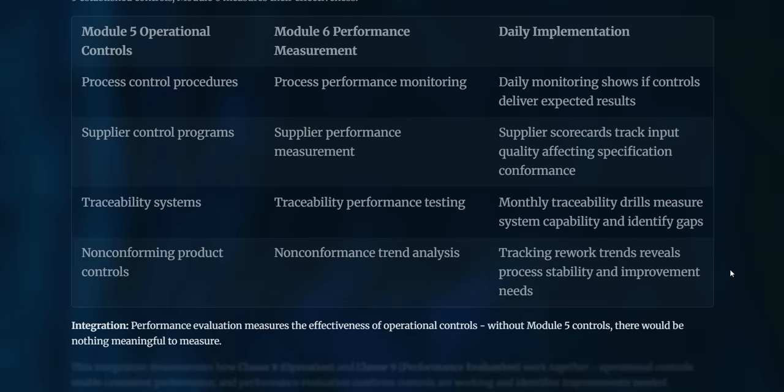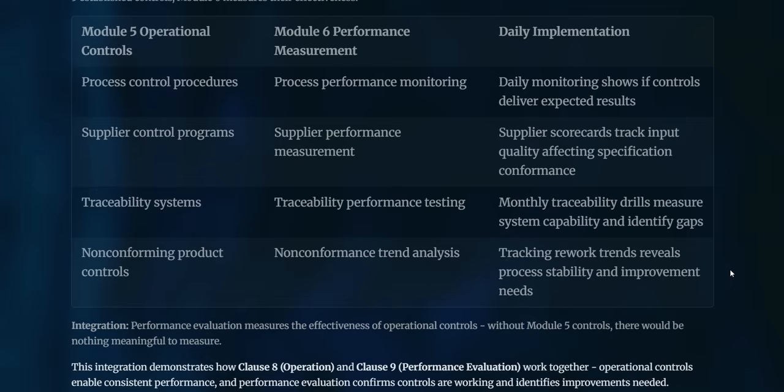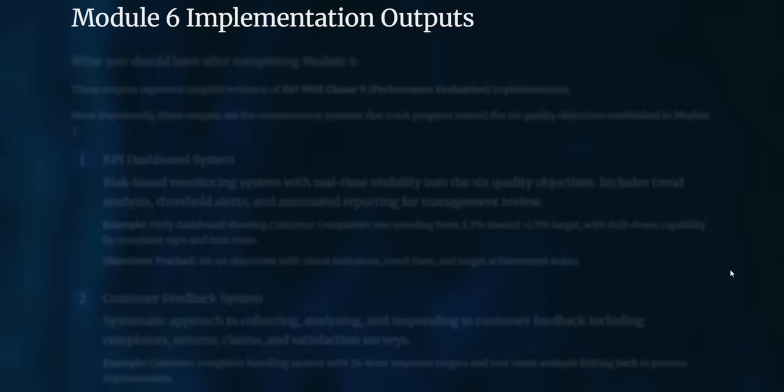Integration. Performance evaluation measures the effectiveness of operations control, and without Module 5 controls, there would be nothing meaningful to measure. We would be randomly measuring. This integration demonstrates how Clause 8 operations and Clause 9 performance evaluation work together. Operational controls enable consistent performance, and performance evaluation confirms controls are working and identifies improvements needed. Module 6 implementation outputs.